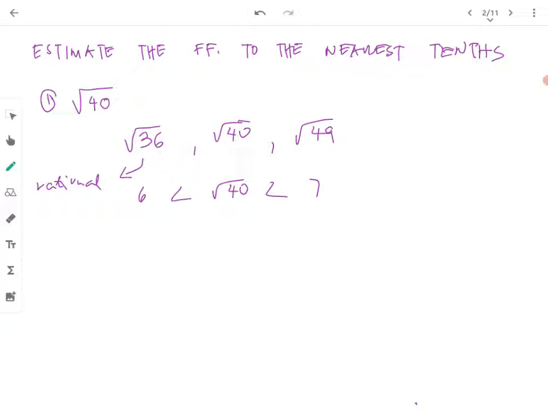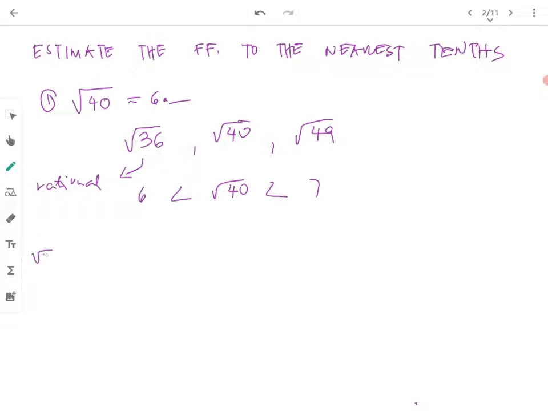So in this case, the square root of 40 is somewhat like 6 point something. We do not know yet that tenths place, so that's what we are trying to find. The square root of 40 is 6 point something, greater than 6 but less than 7. So what do we do? We count from the square root of 36 to 49, and that's quite many.